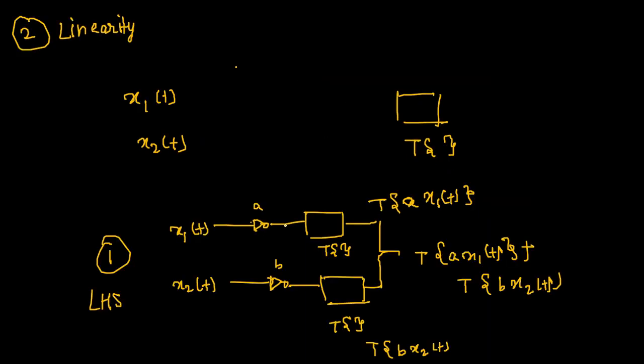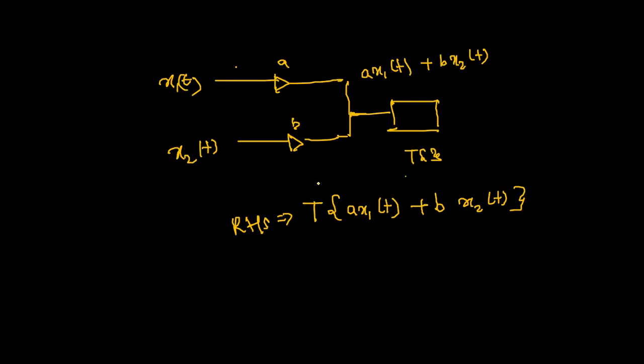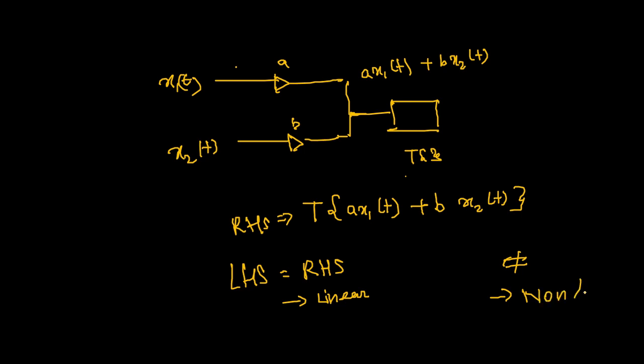So if the LHS is equal to RHS, that is if T of a x1 of t plus T of b x2 of t is equal to T of a x1 of t plus b x2 of t, we can say that it's a linear system. If LHS is not equal to RHS, then it's a non-linear system. So to understand this better, let's look at a few questions.